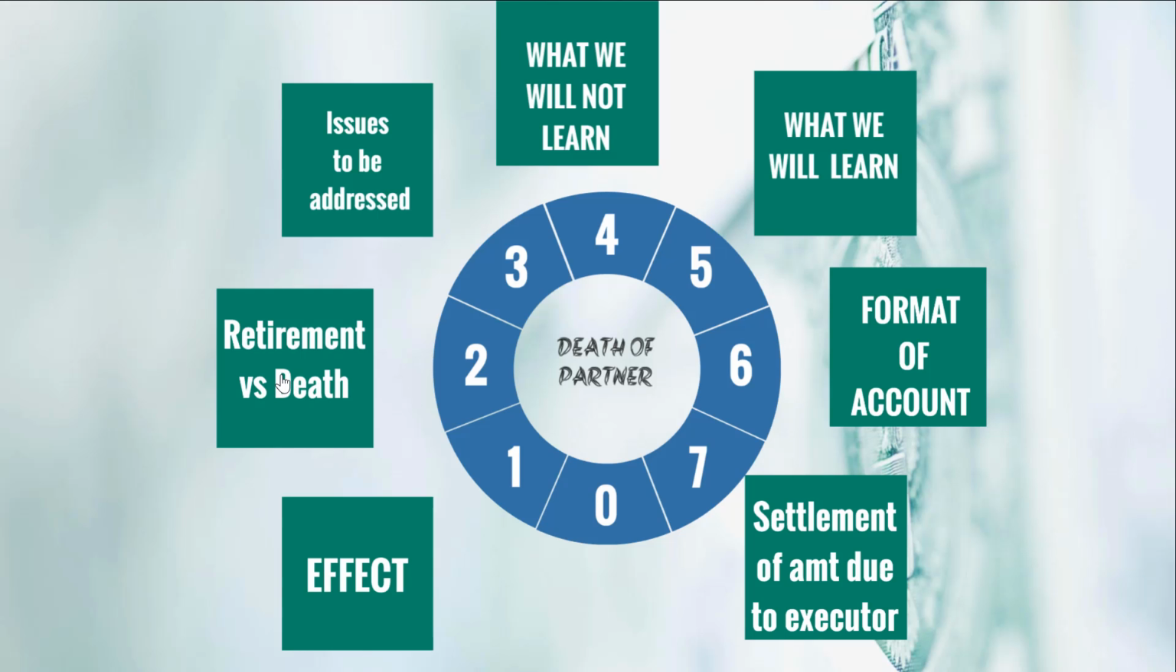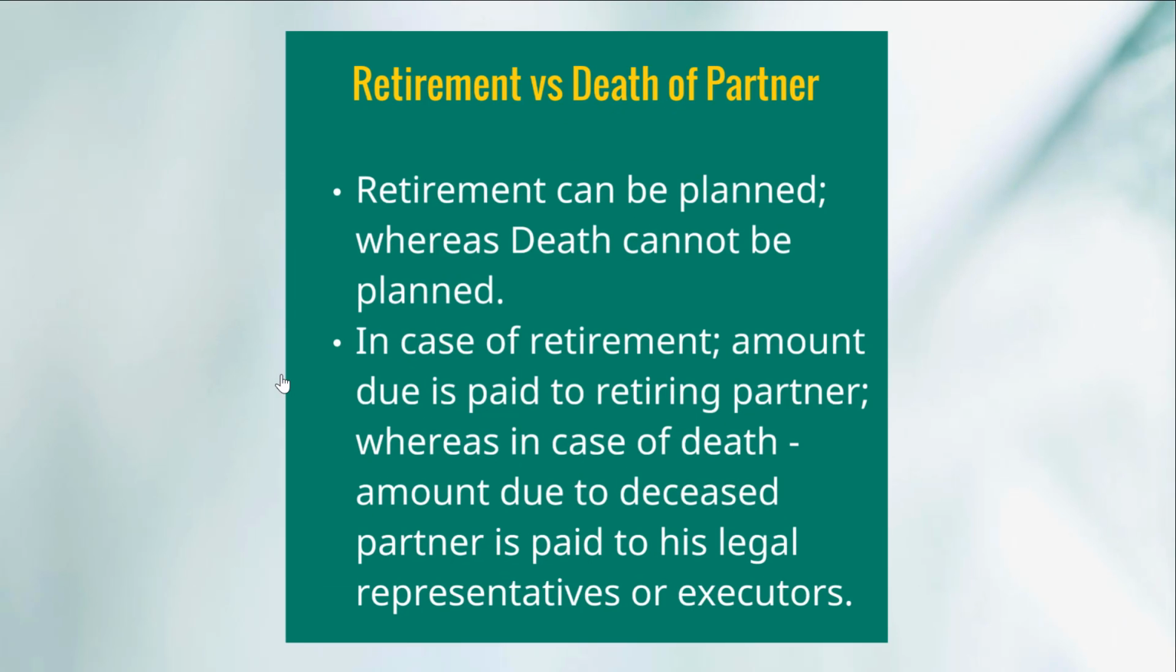So, what is the main difference between retirement of partner and death of partner? Retirement versus death of partner. Retirement can be planned, whereas death cannot be planned. In the case of retirement, the amount due is paid to the retiring partner, whereas in the case of death, the amount due to the deceased partner is paid to his legal representatives or executors.